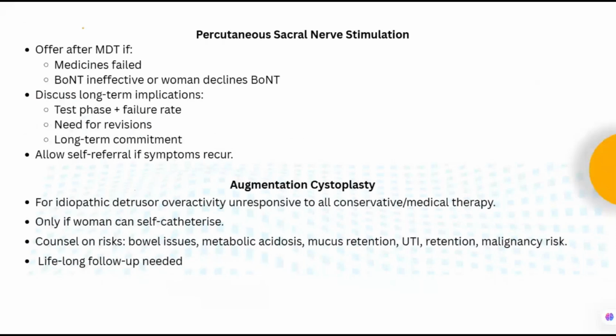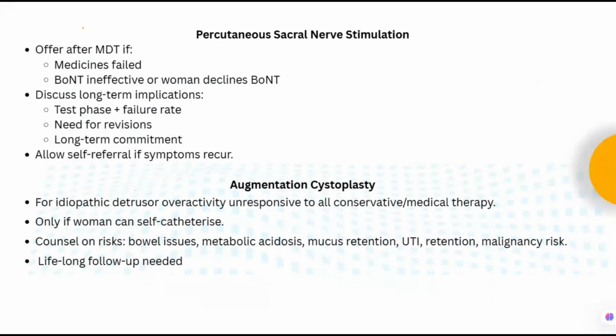Then percutaneous sacral nerve stimulation: offer after MDT if medicines have failed and botulinum toxin is ineffective or the woman declines botulinum toxin A. Discuss long-term implications such as test phase plus failure rate, need for revisions, and long-term commitment. Allow self-referral if symptoms recur.